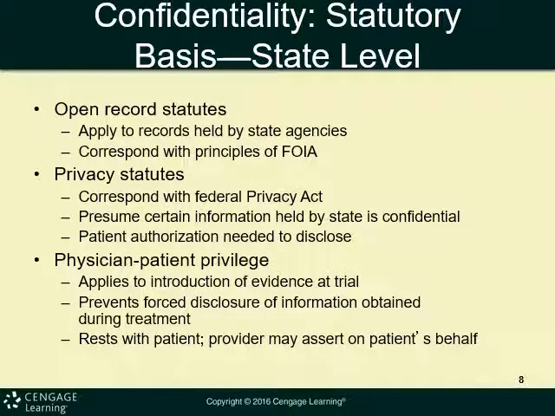Confidentiality protections at the state level fall into three categories. The first, open record statutes. The second, privacy statutes. And the third, physician-patient privilege statutes. Let's talk a little bit about open record statutes. Open record statutes generally apply to records that are held by a state agency and correspond with the principles of the Freedom of Information Act: a presumption of disclosure absent a statutory exemption.